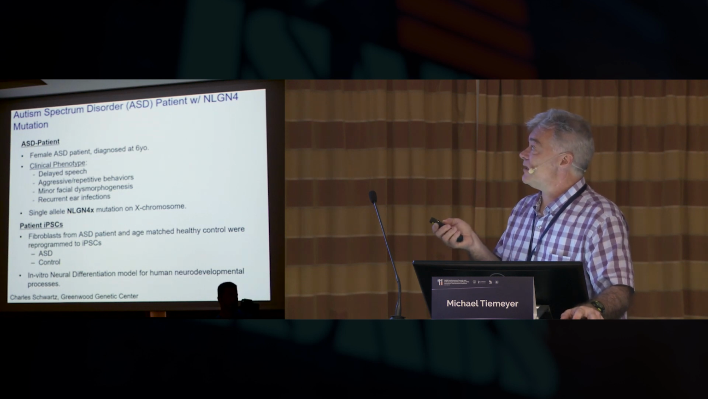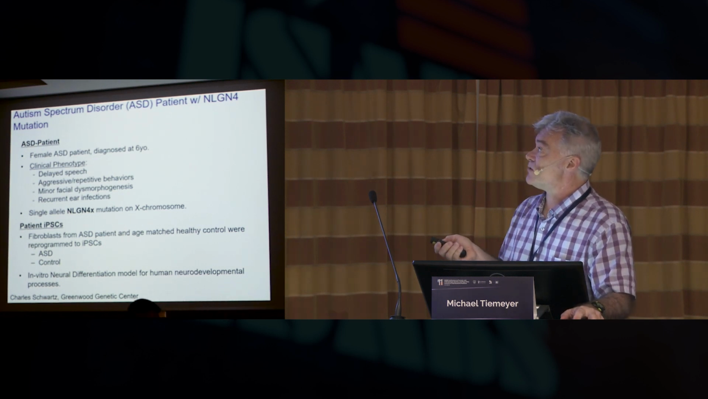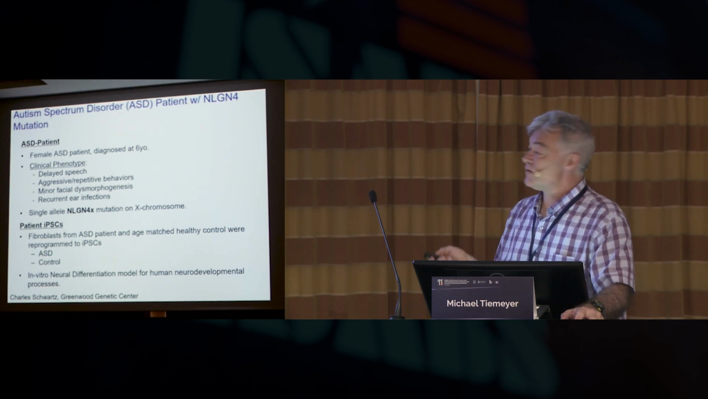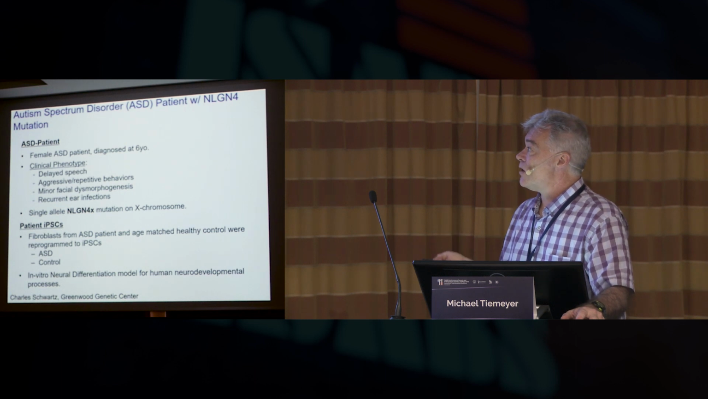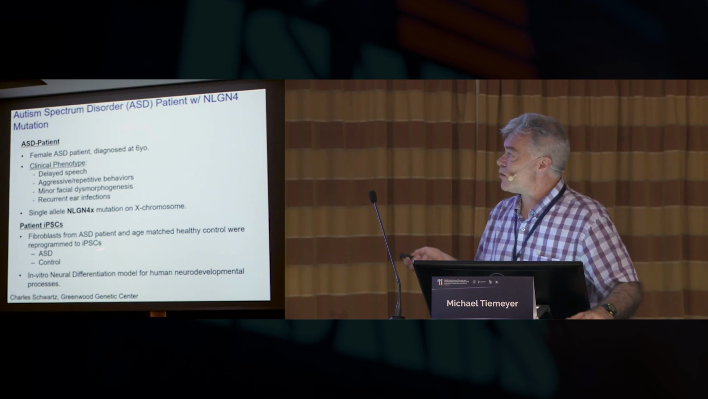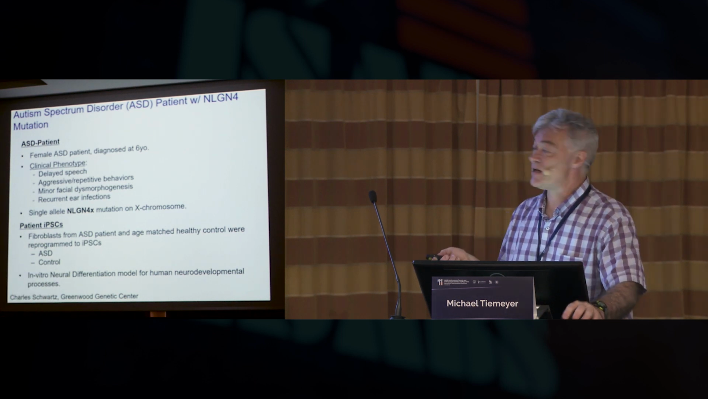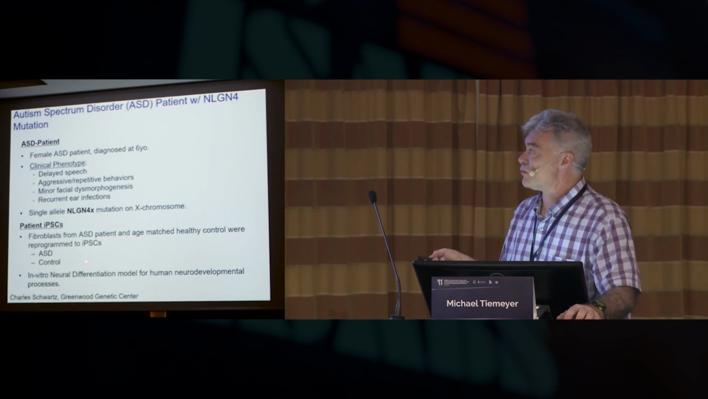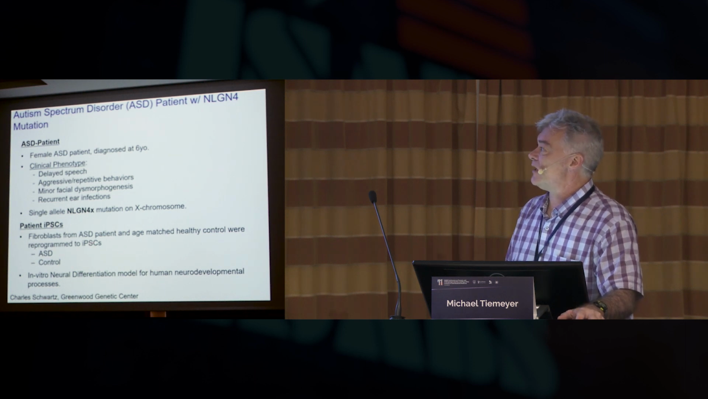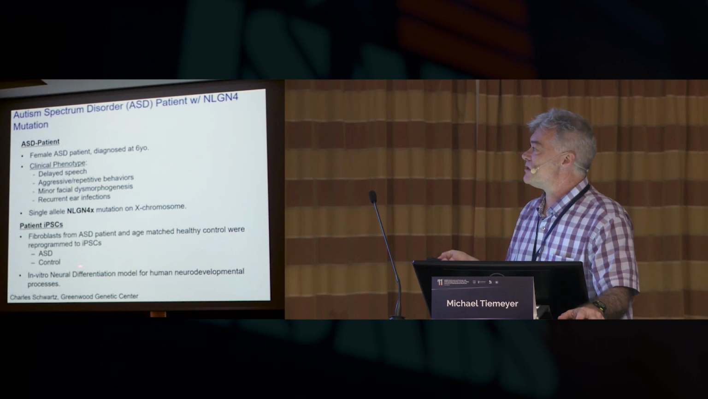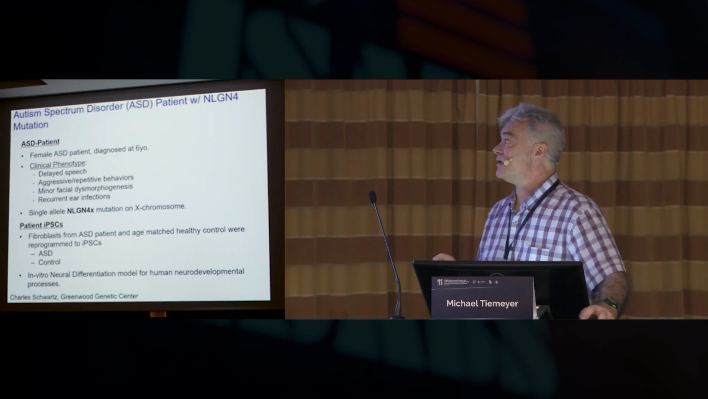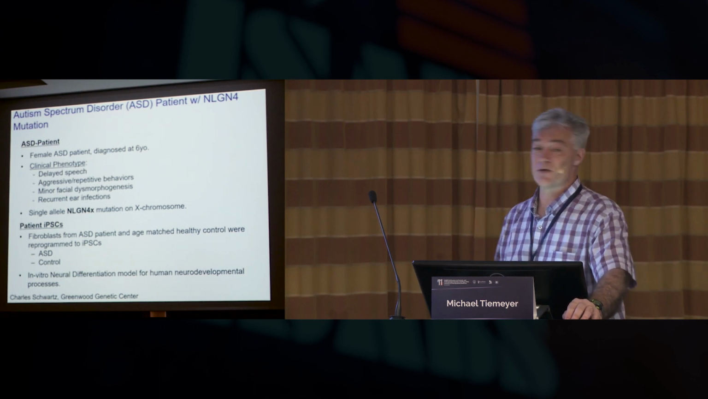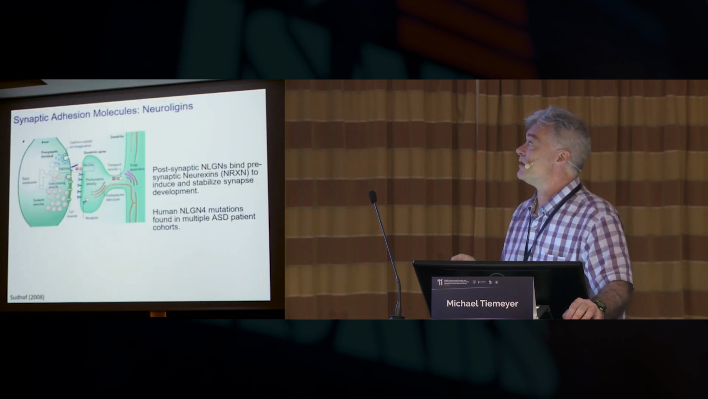And so this patient, the index patient that we started working with, this autism spectrum disorder, was a female. She had a relatively severe autistic spectrum presentation. She had a single allele mutation in neuroligin 4 on the X chromosome. So we got iPS cells from her parents. We got iPS cells from age-matched healthy controls, as well as fibroblasts from her, and generated iPS cells from each of these sources, and then differentiated those cells towards neurons to ask whether there were neuron-specific changes in glycosylation. In particular, we were focusing on fucosylation based on what we saw in the lymphoblasts.